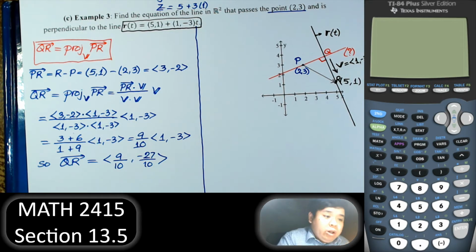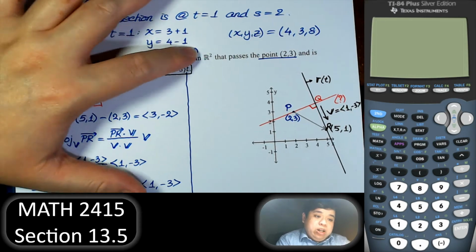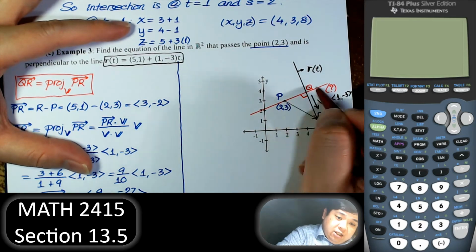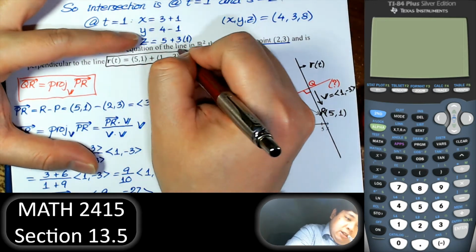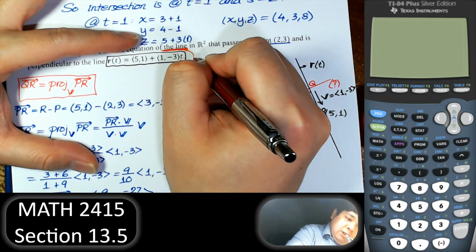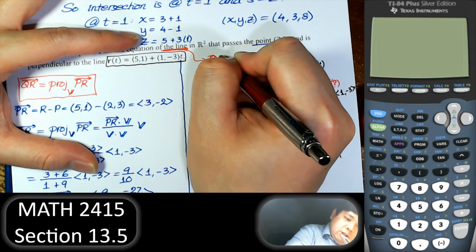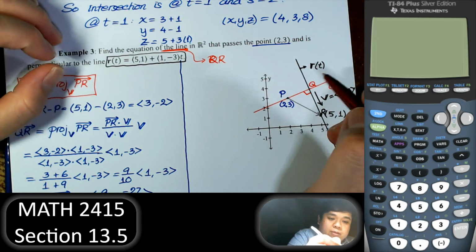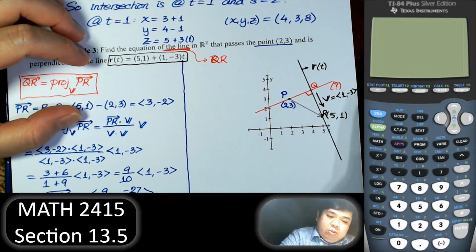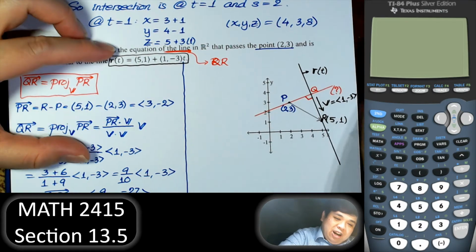Right, that's good to know, but how did that help us? What do we want though? We want to find the equation of the line, in this case the line PQ, the line that we're trying to find.